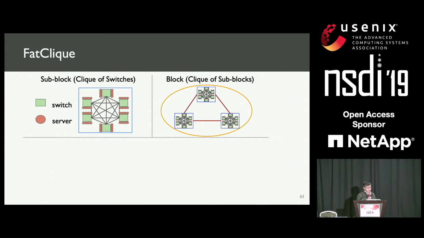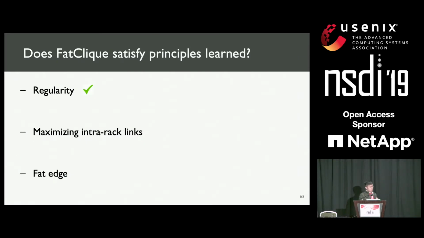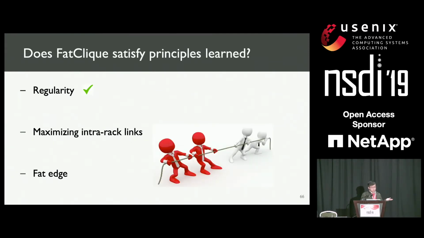In the second hierarchy, we build blocks, each of which is a clique of sub-blocks. And finally, we compose the whole network with a clique of blocks. The design goal here is that the blocks should be large enough to form uniform bundles between each other. So by construction, FatClique satisfies the regularity principle. However, maximizing intra-rack links and achieving a fat edge are at odds with each other.